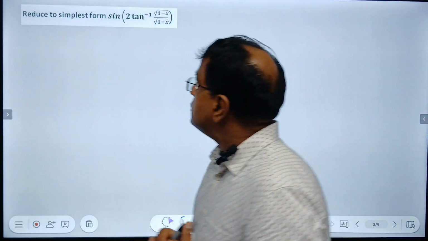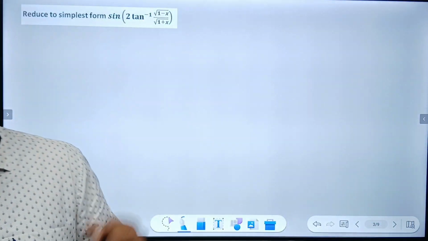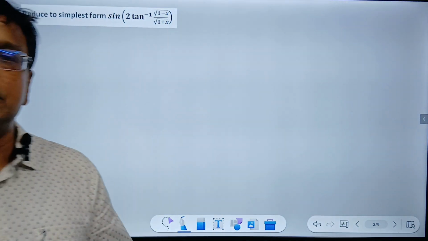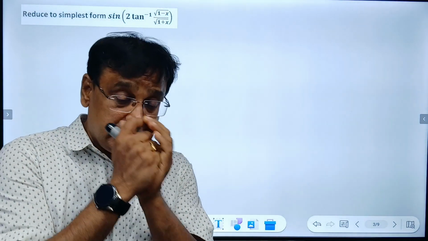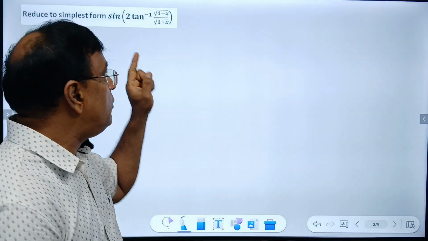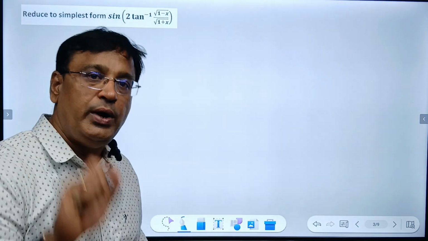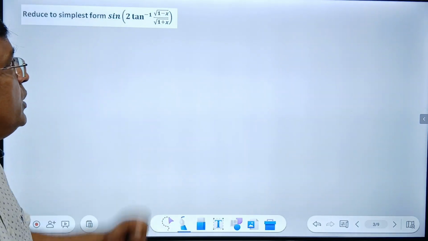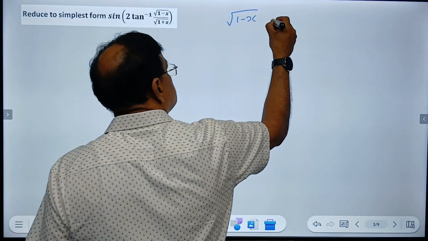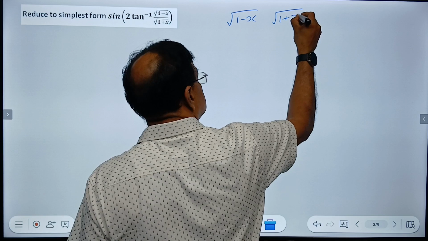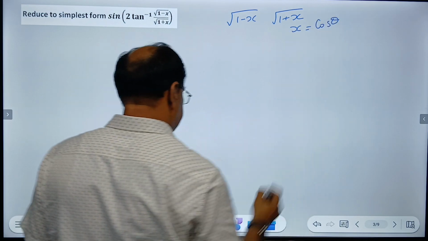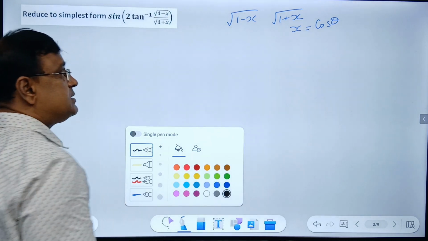Let's go to this next question. Reduce to the simplest form sine of 2 tan inverse of root of (1 minus x) by (1 plus x). As I mentioned to you in the last class, in the last video, which you can check in the description box, I have also told you what substitution to make when. So here the situation is I have both root of 1 minus x as well as root of 1 plus x. In such situation, I have written very clearly that put x as cos theta. Put x as cos theta.